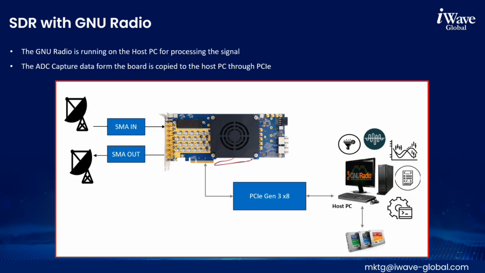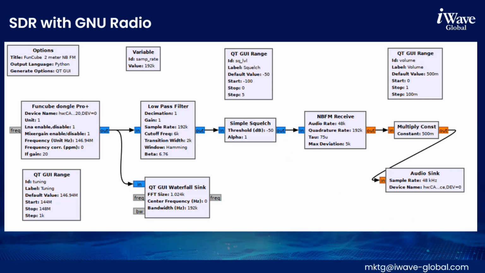Here we are using iWave's RFSoC board to capture the data from the ADC, and we are moving the data onto the host PC using the PCI interface. And GNU Radio is running on the host PC for visualization and processing the signals. GNU Radio provides a very useful GUI, which can be used for processing the data and for visualization purposes.